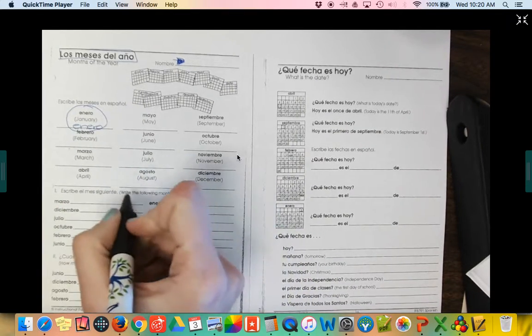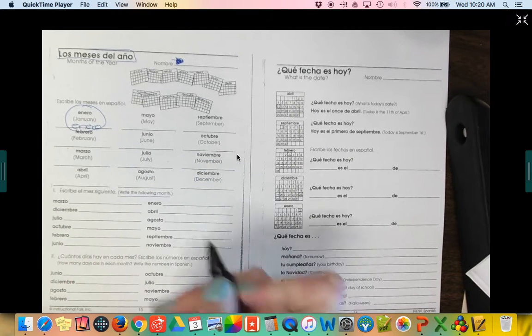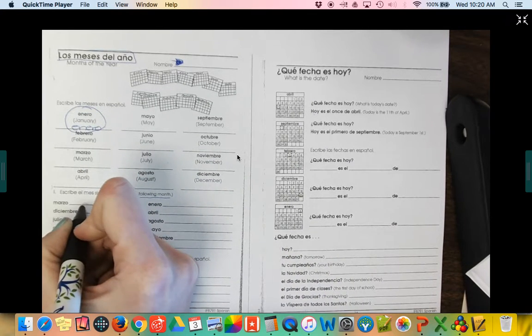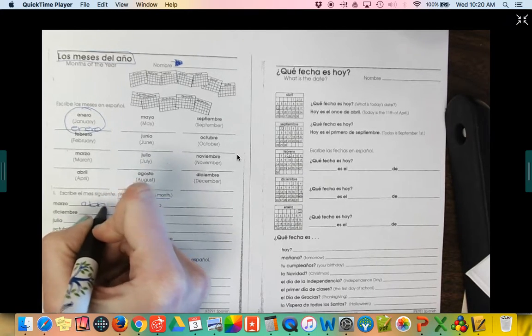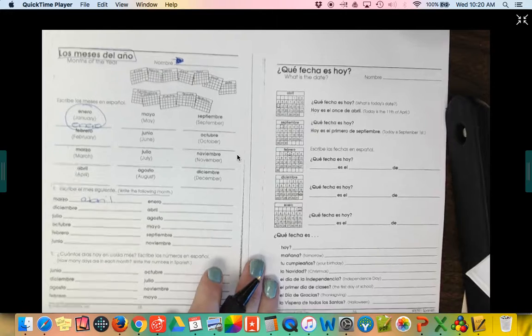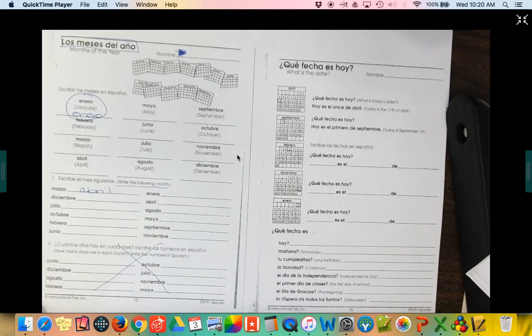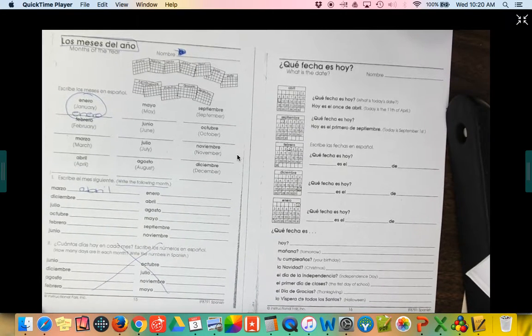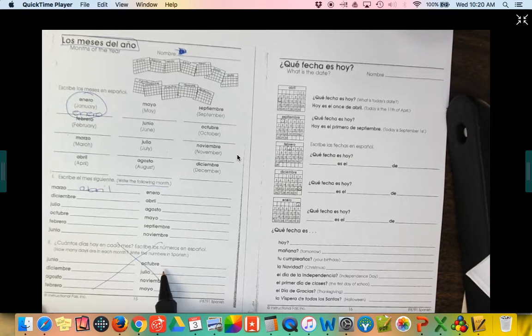Next section, you are writing the month that follows it. So what month comes after Marzo? Abril. So we're writing Abril. This bottom section, you can cross it out. Just the bottom section. Watch how I did it. Part 2, you cross out.